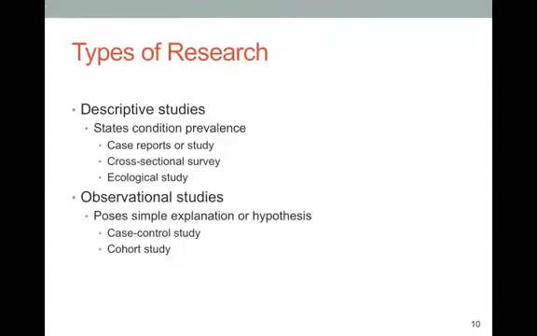Types of research. We have descriptive studies. These state the prevalence of a condition, often illustrative of a problem without trying to offer an explanation. Case reports or case series are an example of this. Unique cases help gain insight that can lead to further research. A cross-sectional survey is kind of a snapshot of a certain aspect of a population at a given point in time, obtained through observation. An example of this would be obesity.